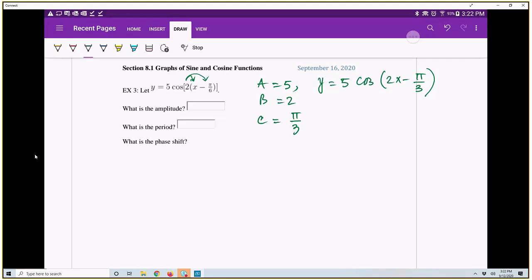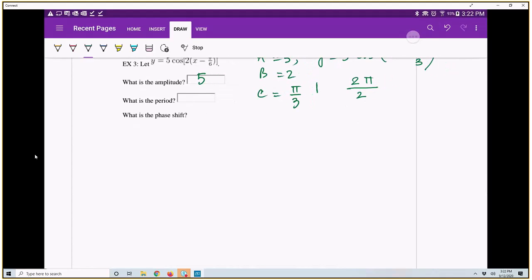Clearly the amplitude is the absolute value of a, so that's 5 units, so it's between negative 5 and 5. For the period, the original period is 2 pi, and I divide by b, so the period of this cosine function is going to be pi. The phase shift is going to be the formula c over b, so with c being pi over 3 and b being 2, it is equal to pi over 6.